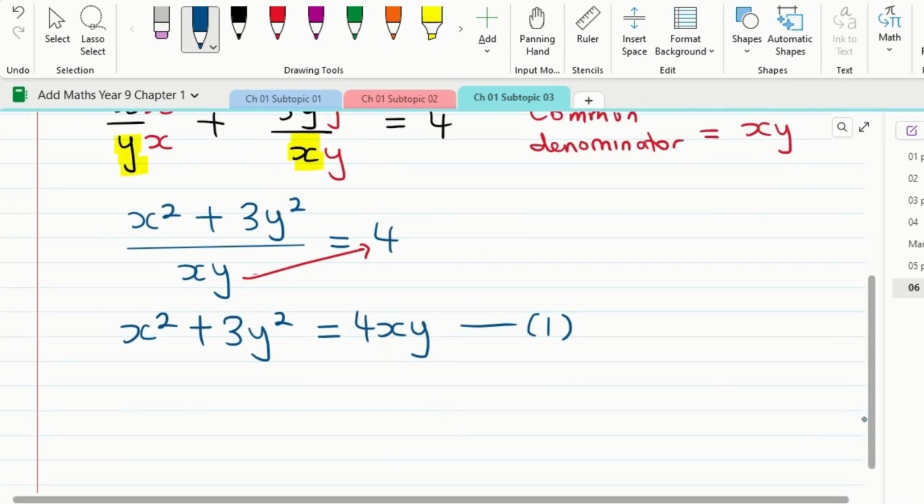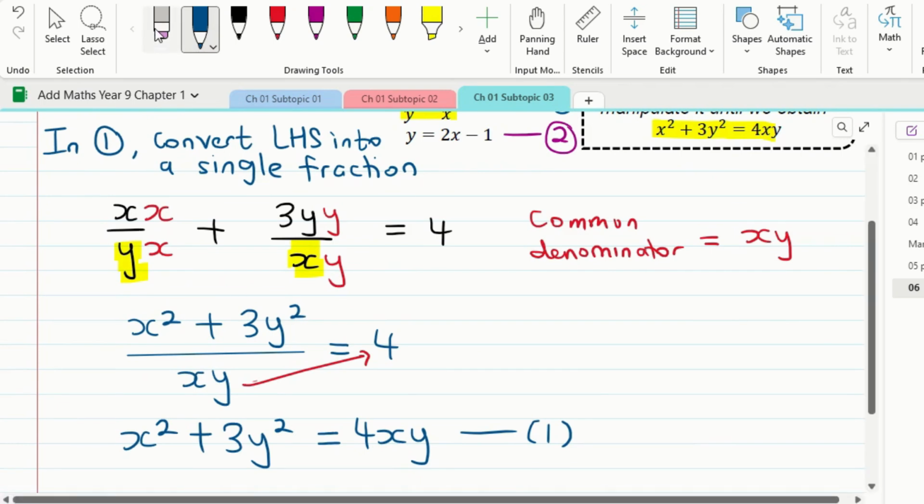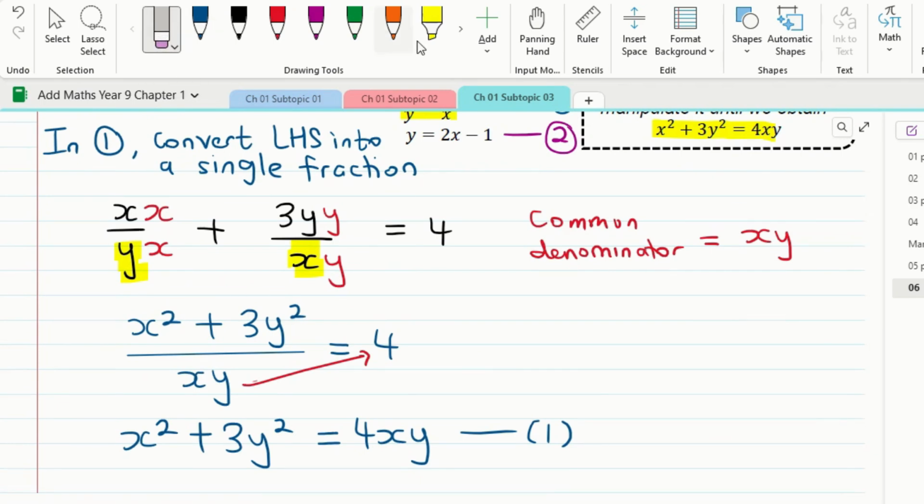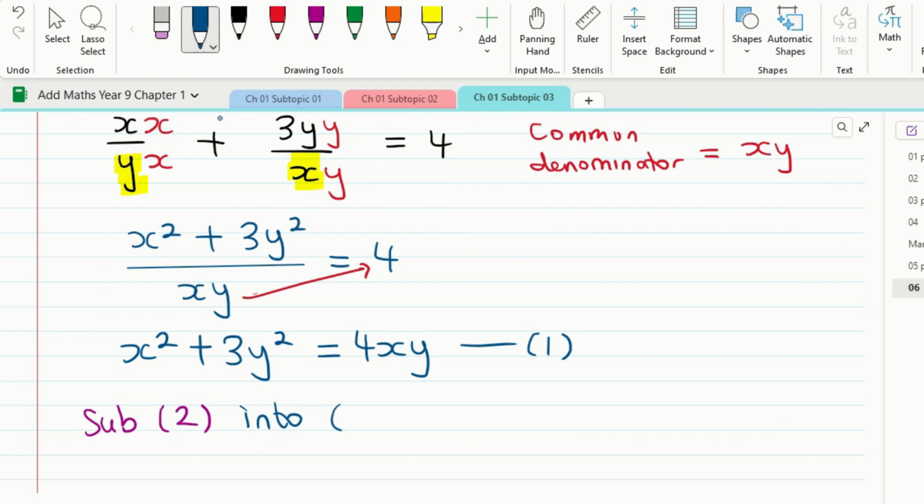And then, since you have two equations. The first equation is already in a good form, and the second equation is linear with a subject of y. So it's obvious that we have to substitute equation number 2 into equation number 1. So substitute equation number 2 into equation number 1.